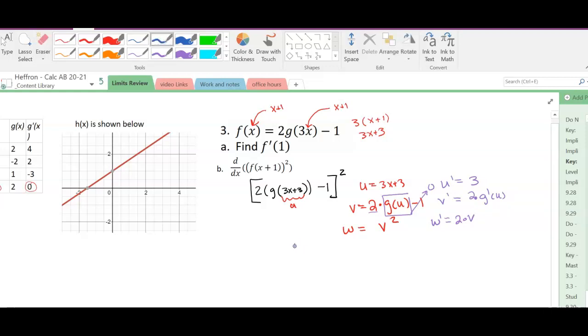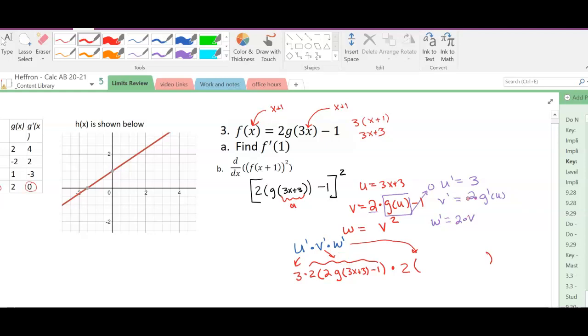Now I will multiply all three of my derivatives, because that is the chain rule. 3 times 2v, but v was 2g of u, and u was 3x plus 3. Still inside that parentheses, a minus 1. So this all was v prime. W prime will be 2 times v.